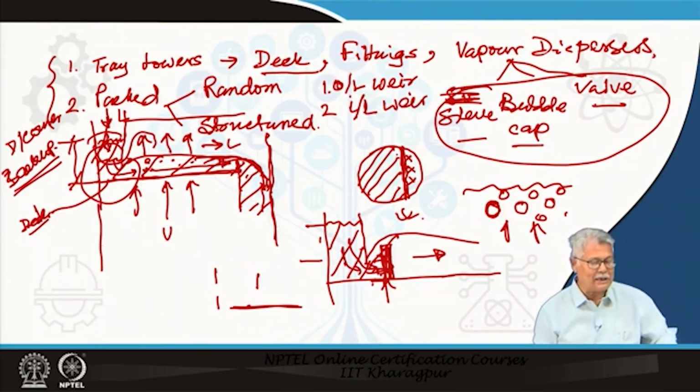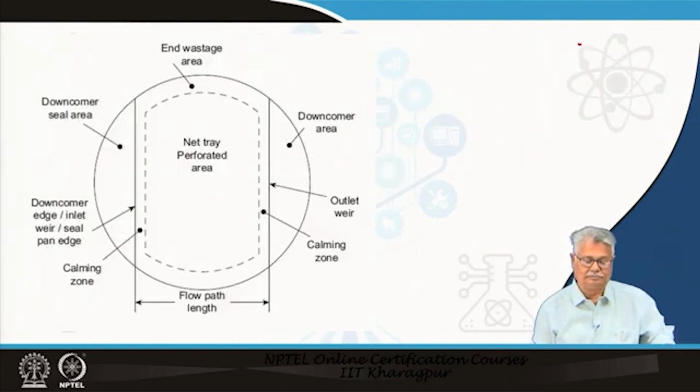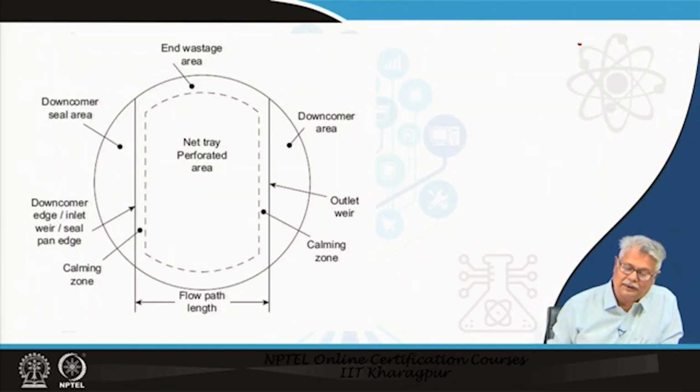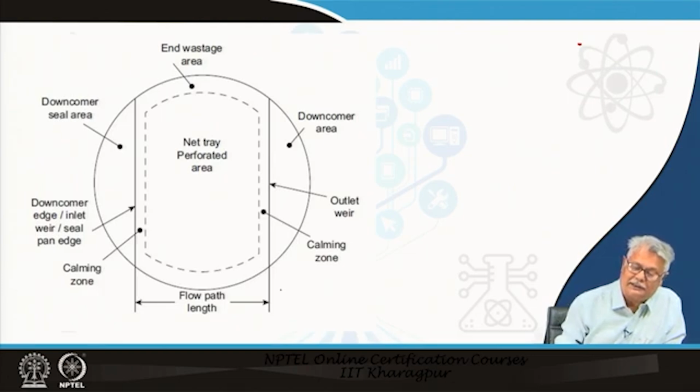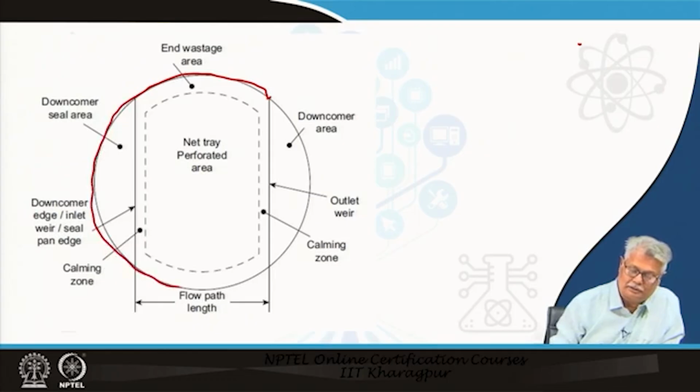What we do now is we have a look at the other features of how the tray is constructed. The tray, as I have said, is actually only this part. Now, you will have your vapor dispersers quite well located here. The next question perhaps you will have is, how is this tray to be fixed?